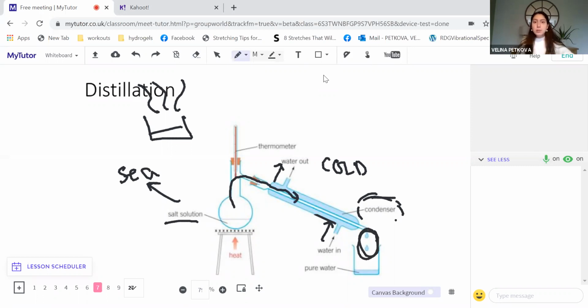It's really important to know that the water comes in at the bottom and out at the top. This ensures that the condenser is always filled with water, so the cooling of the vapor is as efficient as it can be. Any questions on these three separation techniques?